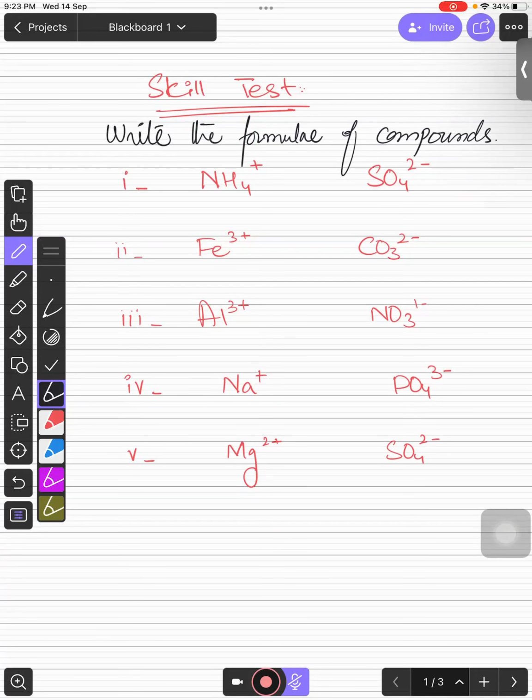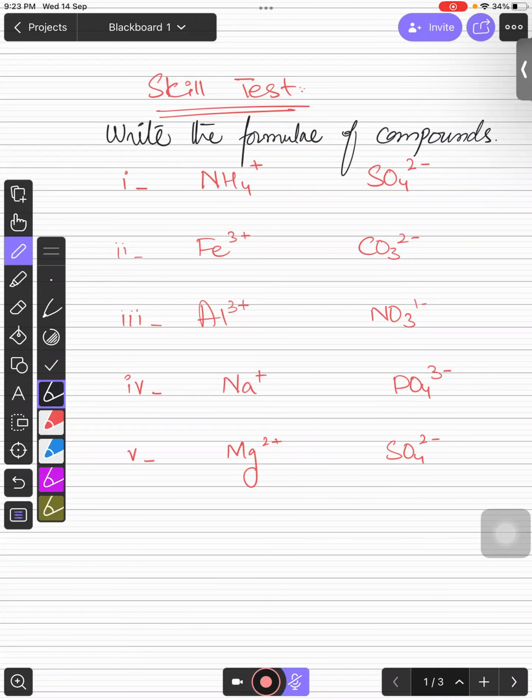Okay, Adnan, the first one is correct. Second one, you need to make it correct because it is 3 plus. So after carbonate, 3 will come, not 2, right? And when both numbers are the same, then we don't write them. There is no need to write Mg2 and SO4. It is MgSO4. Make it correct, Adnan.